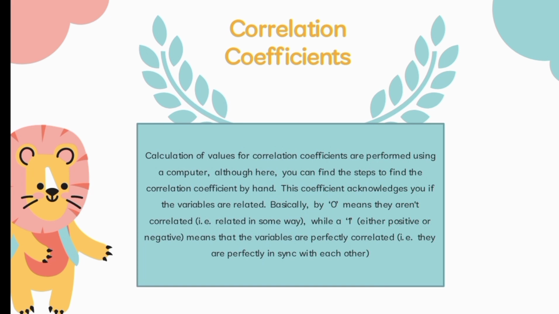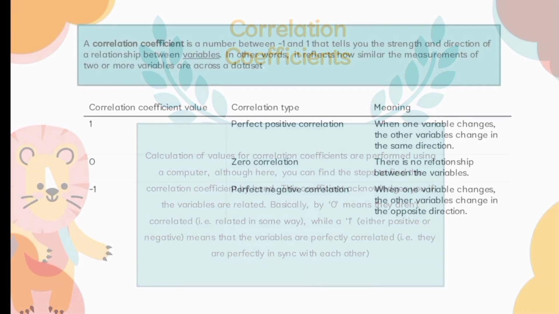Calculation of the value for the correlation coefficient is performed using a computer. Although here, you can find the steps to find the correlation coefficient by hand. This coefficient tells you if the variables are related. Basically, 0 means they are not correlated, while 1, either positive or negative, means that the variables are perfectly correlated. They are perfectly in sync with each other.